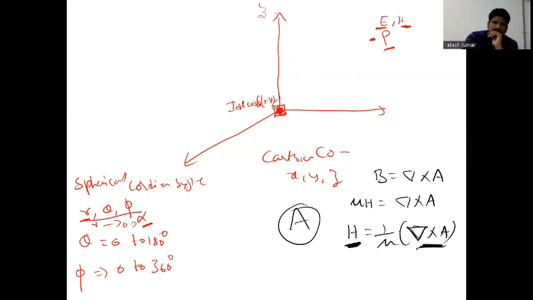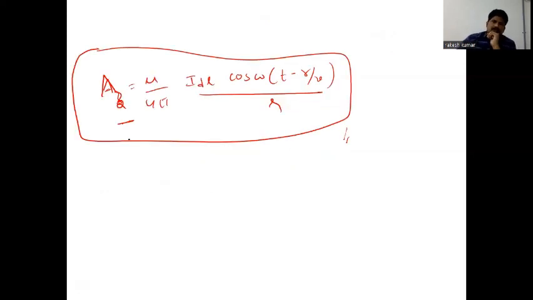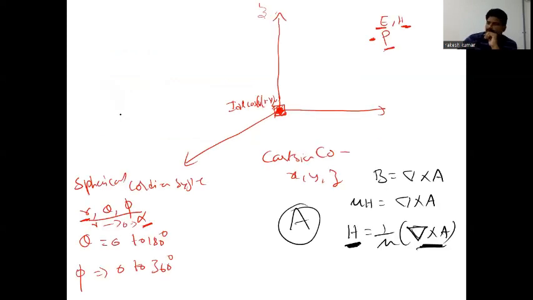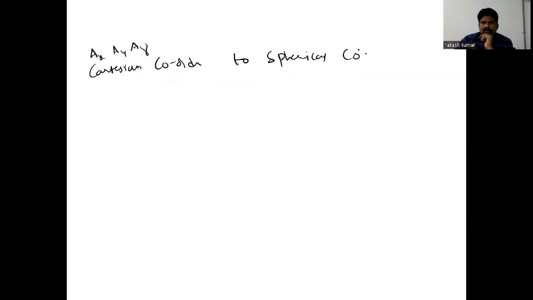Okay, so here this is in the Cartesian coordinate system. Let us convert this into the spherical coordinate system. How to convert the Cartesian coordinate system to the spherical coordinate system? In the Cartesian coordinate system, we have Ax, Ay, Az. In the spherical coordinate system, we have Ar, A theta, A phi.